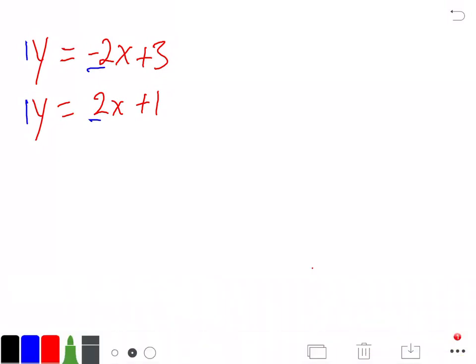Now, the second thing we should check, are all of our like terms lined up? Well, we have y's lined up. We have our equal sign lined up. We have our x's lined up. And we have our numbers lined up. So we can go ahead and move right to this elimination process.